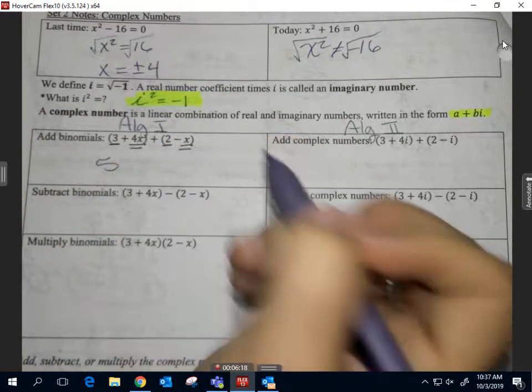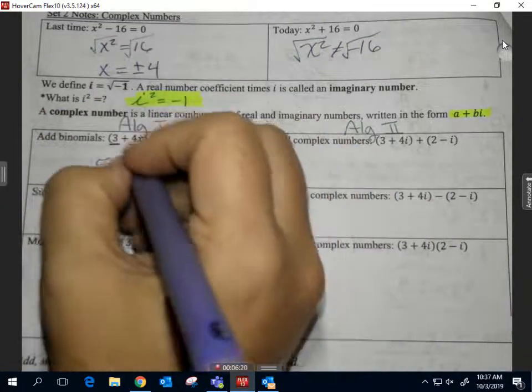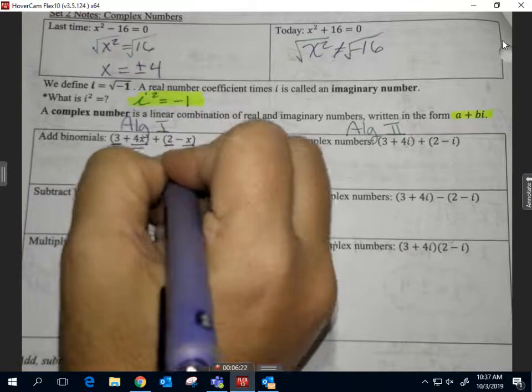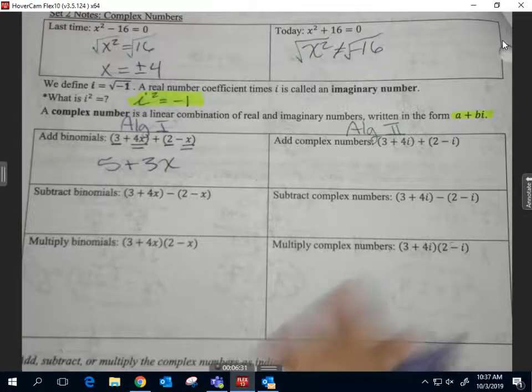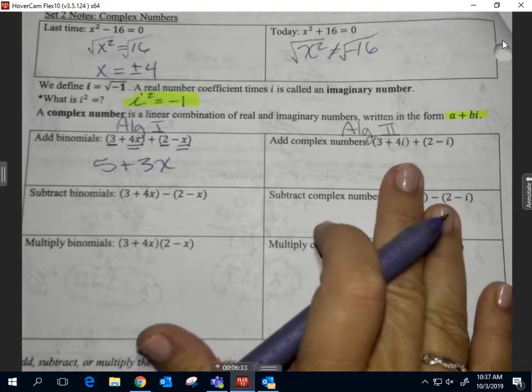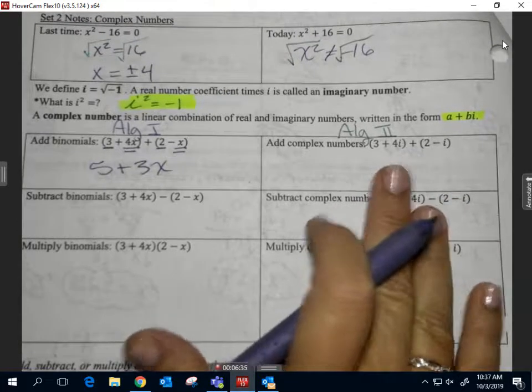4x and negative 1x is 3x. Plus 3x. And there we are. Easy, right? Remember when you thought that was hard in Algebra 1? Okay, so we're going to do the same thing over here, but instead of x, we have i.